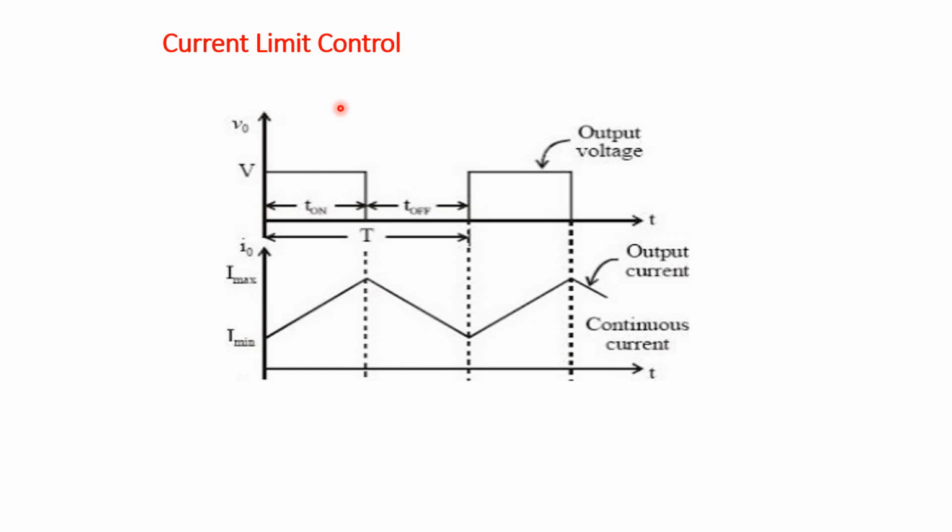Next, we have current limit control. Current is allowed to fluctuate or change only between two values, maximum current Imax and minimum current Imin. When the current is at minimum value, the chopper is switched on. After this instant, the current starts increasing, and when it reaches the maximum value, the chopper is switched off, allowing the current to fall back to the minimum value. In this way, by fixing Imax and Imin, the on and off of the switch can be controlled in a DC to DC converter.